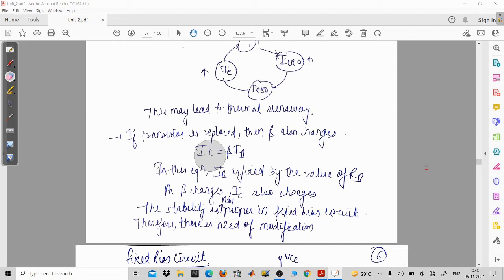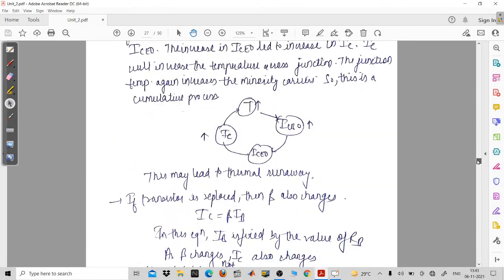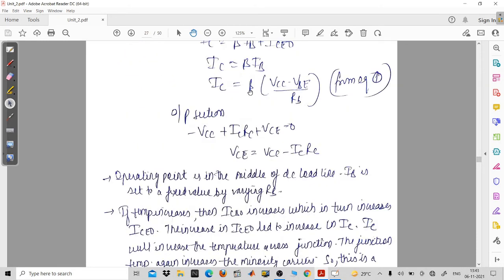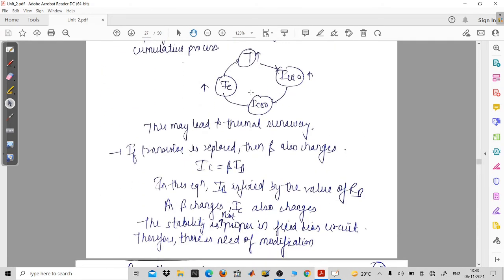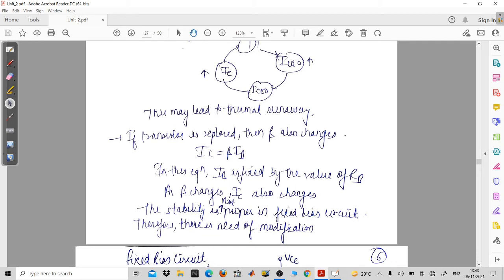Similarly, you can see IC will be equal to beta into IB. You can simply see from this equation that IC will be equal to beta IB. So if you replace your transistor in the circuit, then what is going to happen? IC will change. So there is no stabilization of the IC as far as this circuit is concerned. If you are changing ICBO, your IC is increasing. If you are changing the beta value, your IC is again changing.